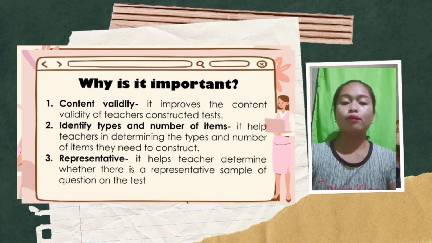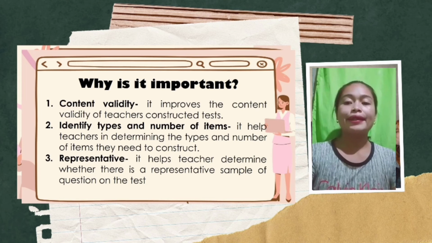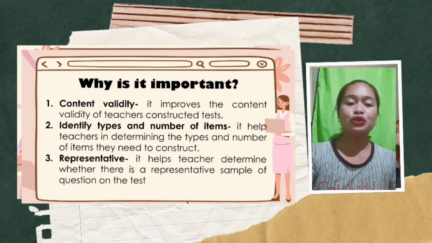It is important to have content validity when giving the test to the students because in giving a test, you ensure that the questions came from your topic. Next, identify types and number of items. It helps the teacher in determining the types and number of items that they need to construct. In giving the number of test questions, it is important to have it complete and detailed. And the last one is representativeness. It helps the teacher determine whether there is a representative pool of questions on the test.